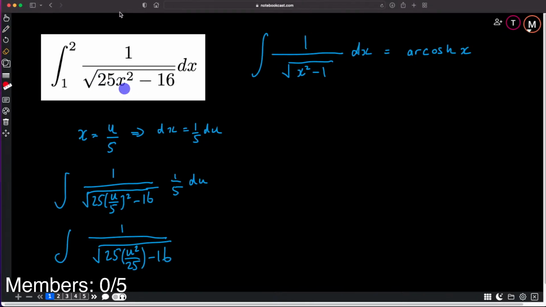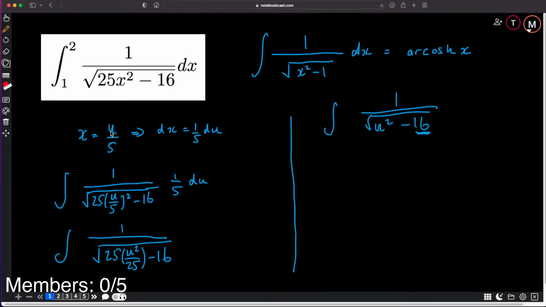Well, I substitute something over 5 squared, right? Hopefully that makes sense. Because now what this turns into is the integral of 1 over the square root of u squared take 16. So now we have just this unknown squared as the first term under the square root. The next problem is we have a 16. We want to change that to 1. So how could we do that?